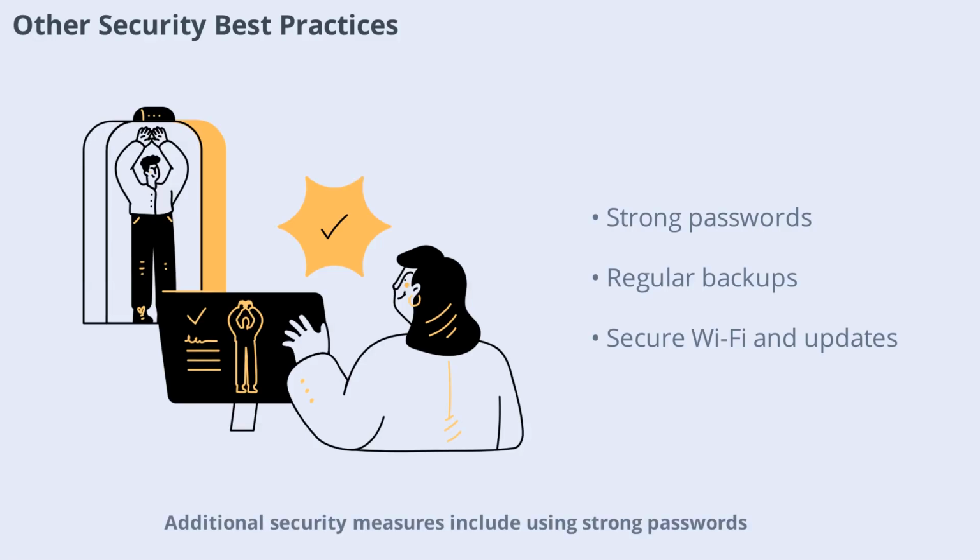Additional security measures include using strong passwords, regular data backups, securing Wi-Fi networks with WPA2, WPA3, and keeping software updated. These practices help prevent data loss, unauthorized access, and vulnerabilities, ensuring a safer digital environment for everyone.